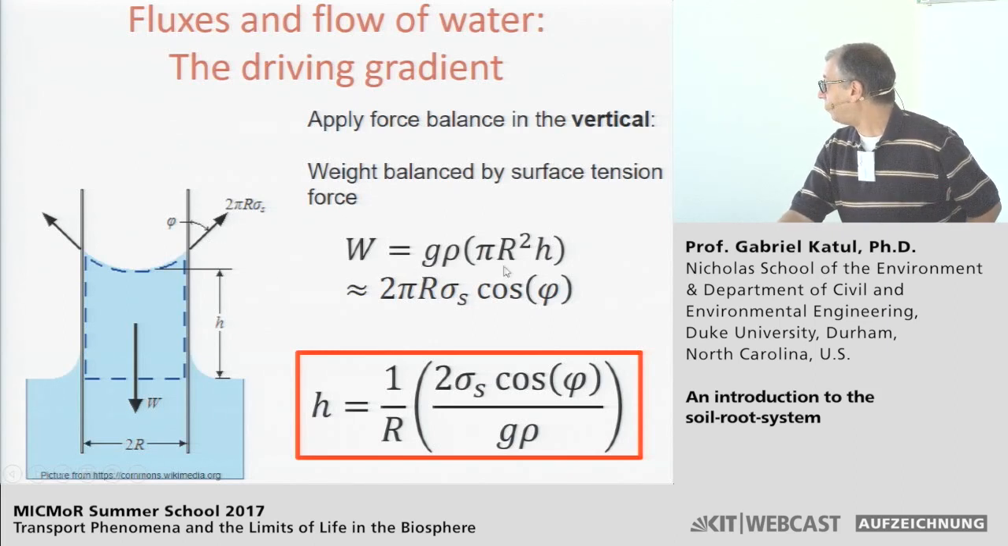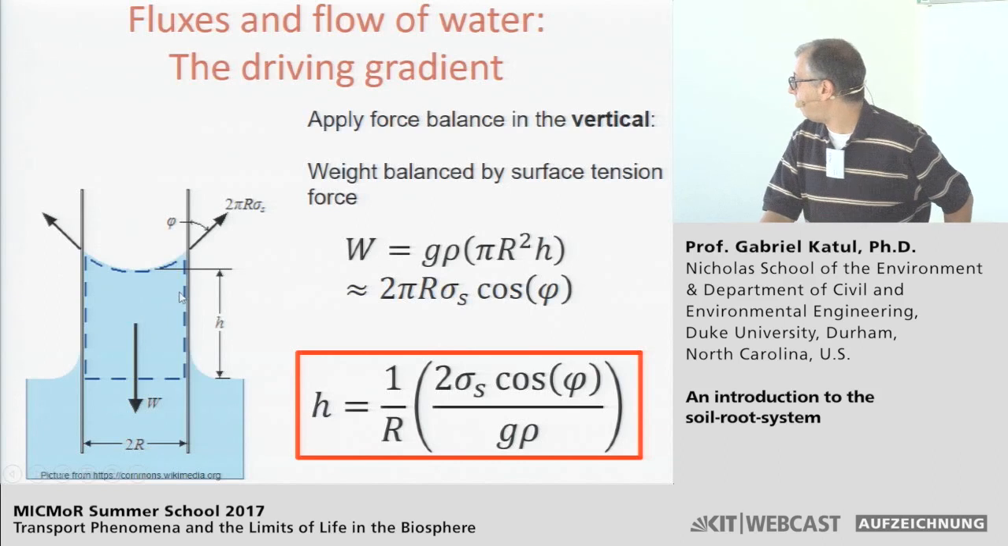But the important result for us is that if we equate the surface tension against the weight, so this is a force balance in the vertical, you find that how high the water will go up is inversely related to the radius and directly proportional to the surface tension, and of course inversely related to rho g. So this height is dependent on surface tension and the radius of the tube.